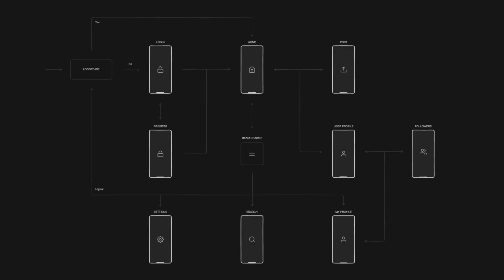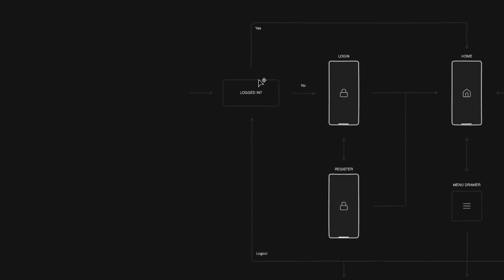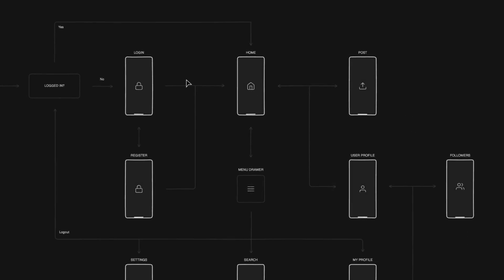Now, just before we dive into the code, I made a nice visual diagram for all the pages we're about to build. We're going to start off with the authentication. So if we're not logged in, then we'll go to the login page, which you can also go to the register page if you need to create an account. But once you're authenticated, we can go to the home page. And then in the home page, you can upload and see all the posts. And we can also visit the user profile of that post and see the person's followers.